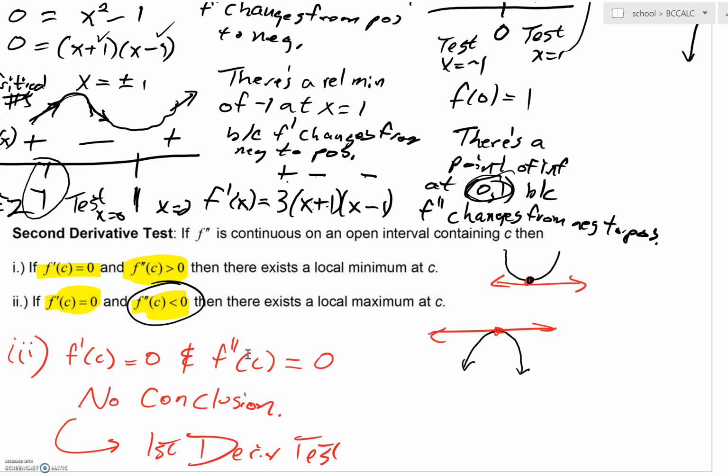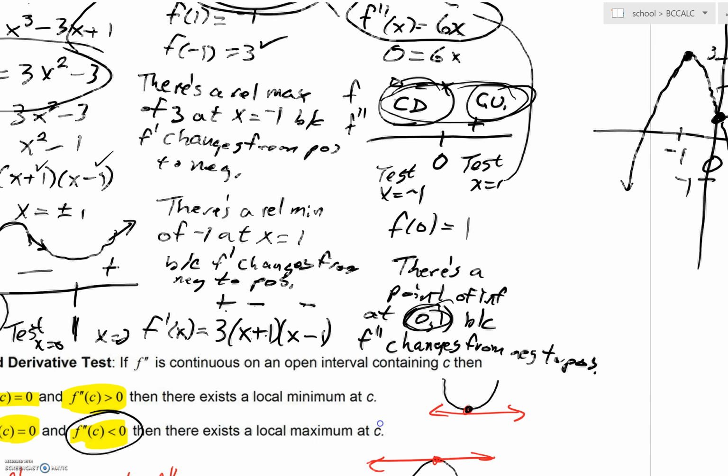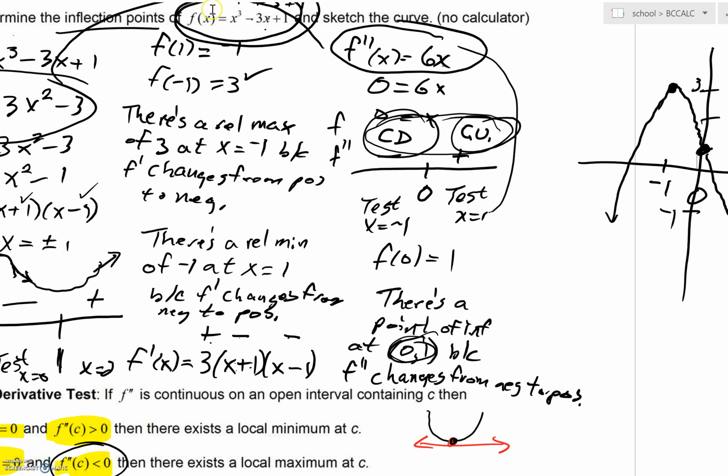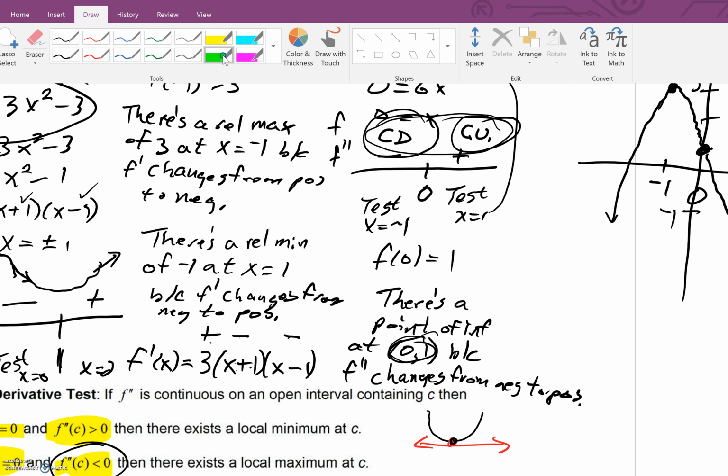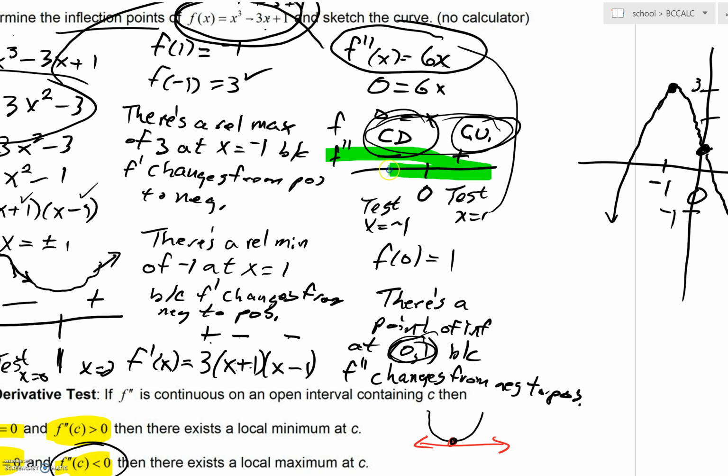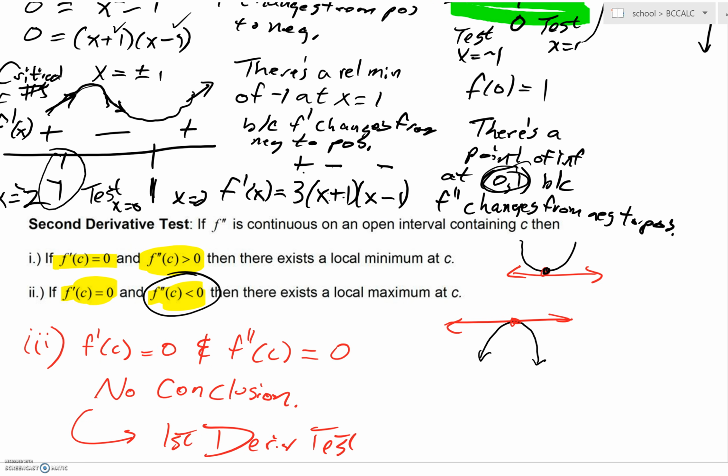The second derivative test, I think the big misunderstanding that kids will have is they'll say, well, you just did the second derivative test with the number line here. I mean, look, you found out where the second derivative was 0. You plugged values in. Isn't that the second derivative test? Honestly, no. The second derivative test is a way not to really check for inflection points, but it's a way to check if there's a local max or a local min.